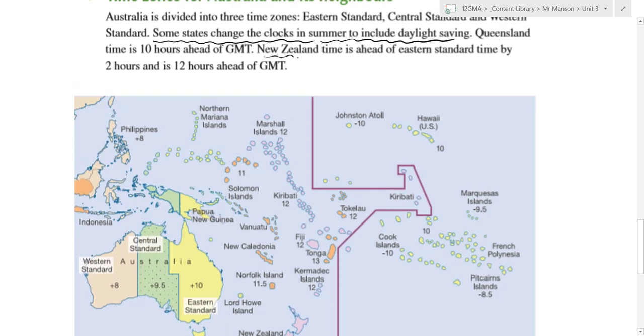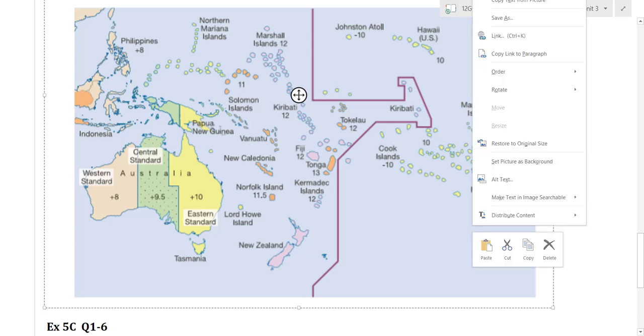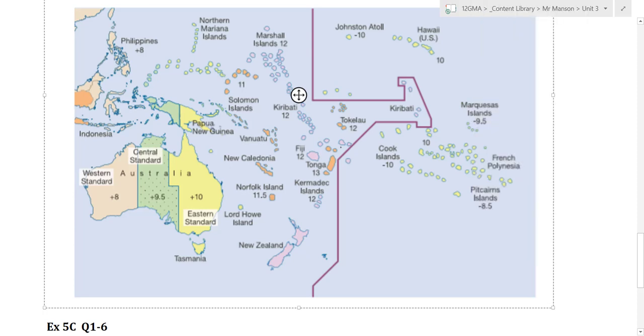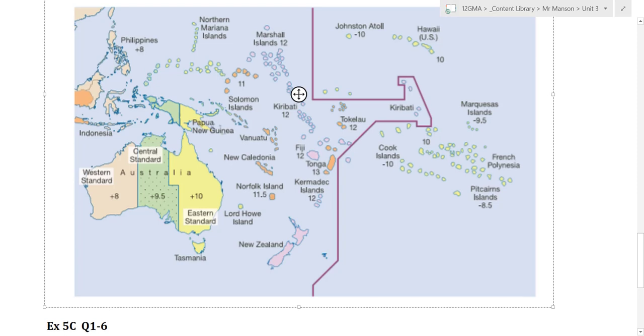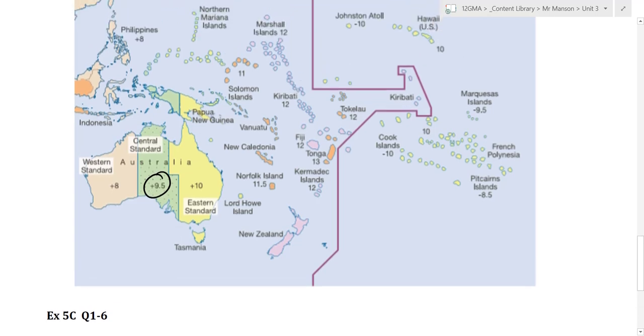New Zealand, on the other hand, is 12 hours ahead of GMT. So there's the map, and the colours represent the situation. So the pink is 12 hours, and the orange is 11 hours, and then the yellow is 10 hours. The green is 9.5. So here's a half, and then Western Australia is +8. So there's some further information we need.